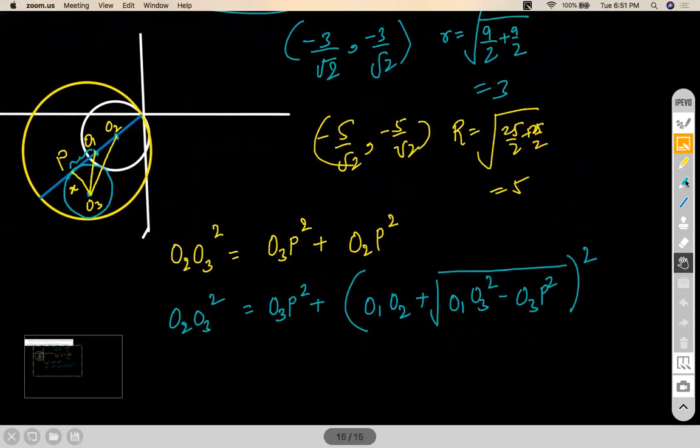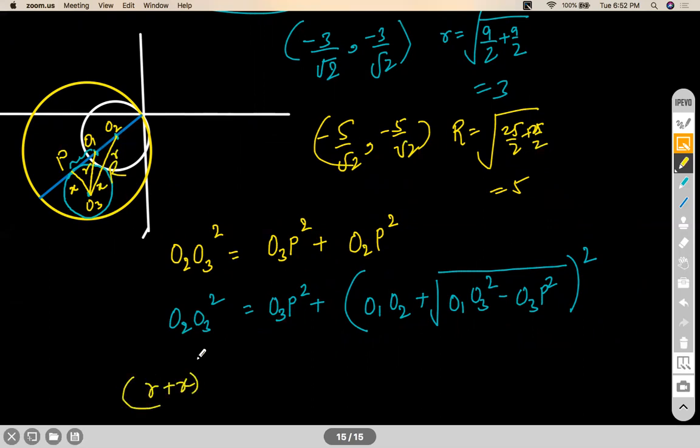Now I'm going to put in our given expressions, capital R, small r, and x. So this is capital R, this is small r. O2O3 square is, oh sorry, my bad, this is going to be small r plus x square. O3P is x square. O1O2 is capital R minus small r. This whole thing was capital R, and if you subtract small r, you'll get O1O2. And this fellow here is nothing but O1O3.